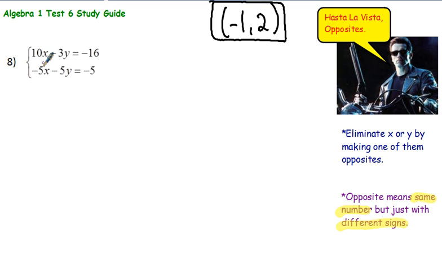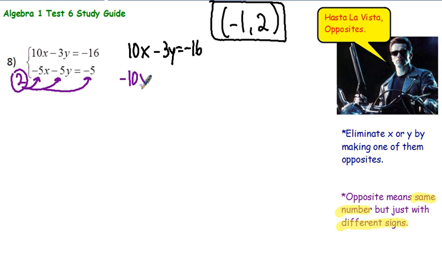So for instance, I'd say, well, what can I do to 5 to make it look like a 10? Well, I can multiply it by 2. But so the thing is, I can't just change the 1. I got to multiply across to everybody. Now the top one stayed the same, so I'm not going to do anything different there. I've got 10x minus 3y equals negative 16. And then on the bottom, I've got negative 10x minus 10y equals negative 10.